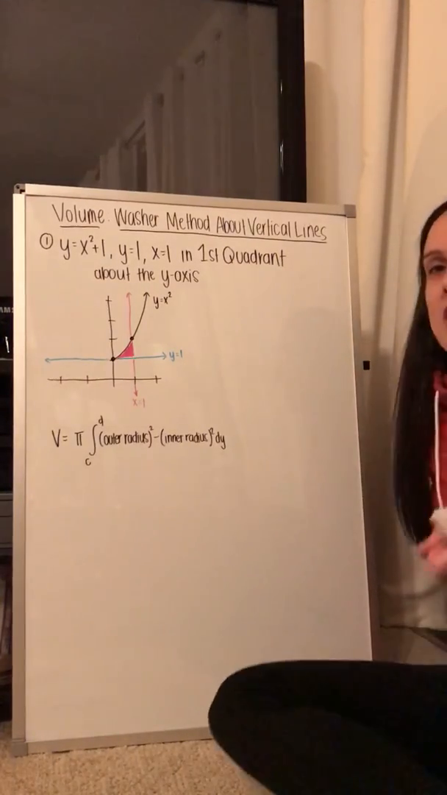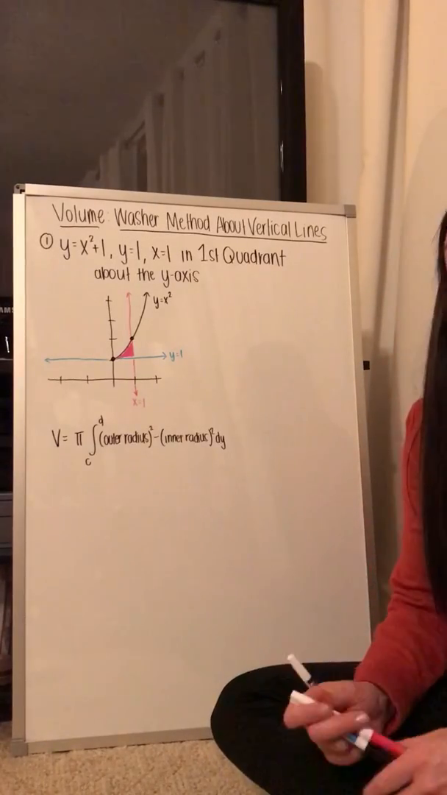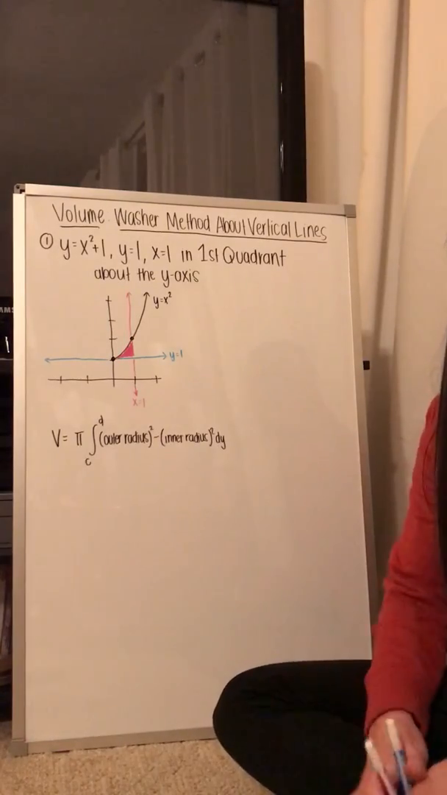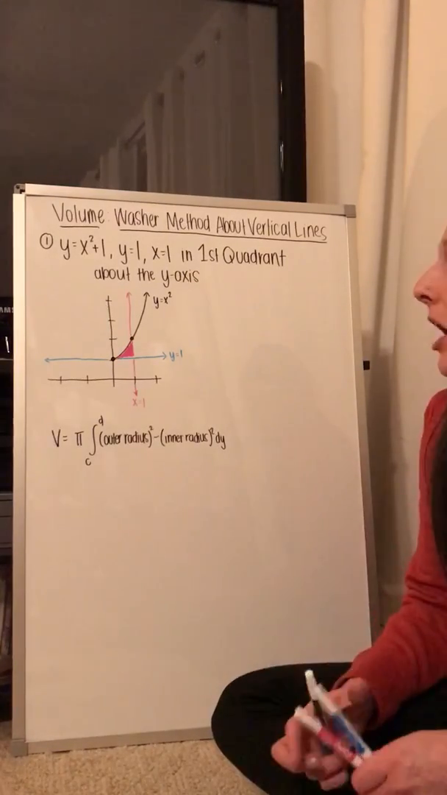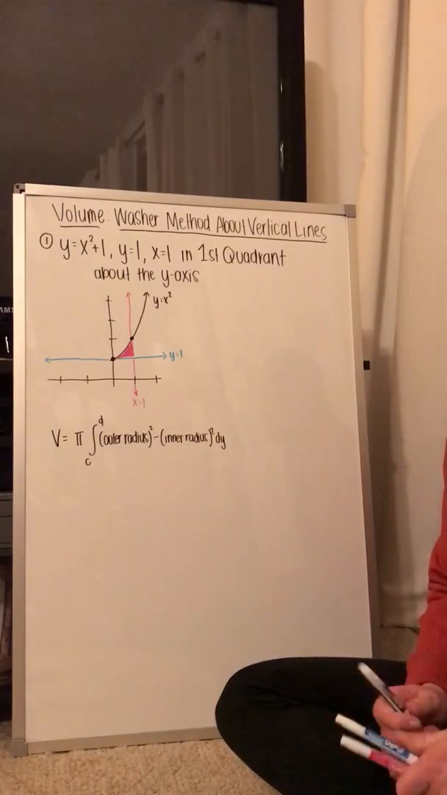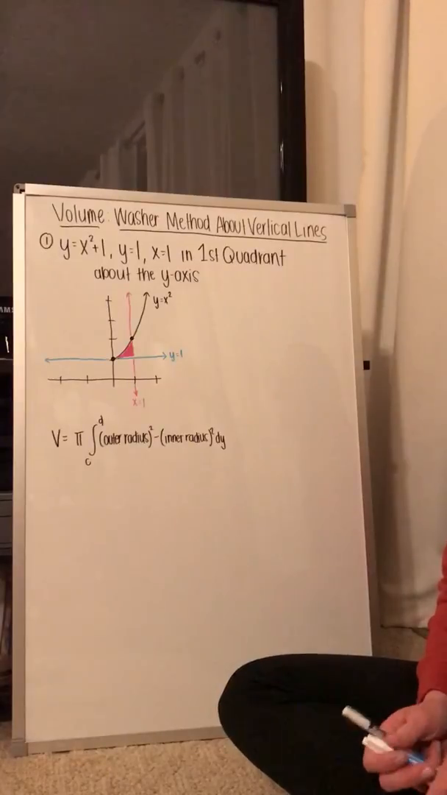We're going to finish our conversation today on volumes using the washer method about the y-axis and other vertical lines. So we've been talking about rotating solids about the y-axis and other vertical lines, but now we're going to notice that there are some pieces that are missing. So we'll start with an example.